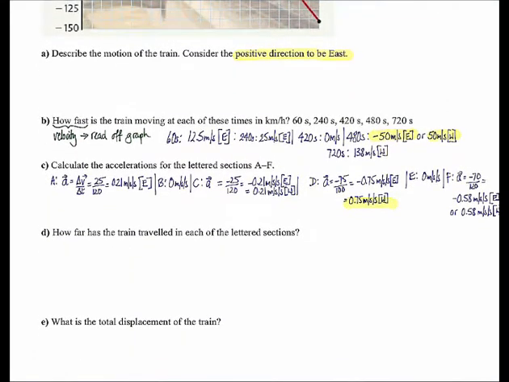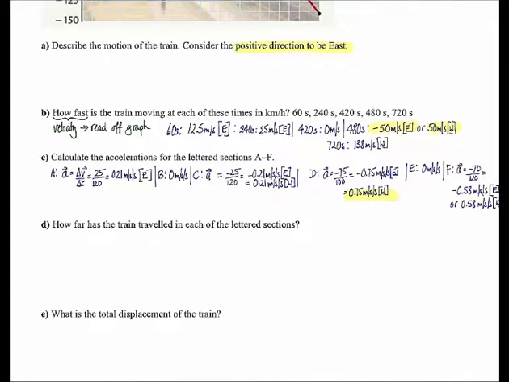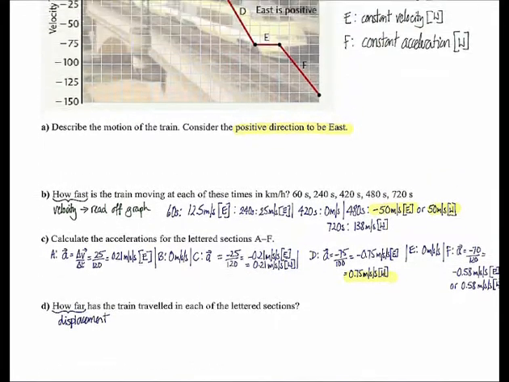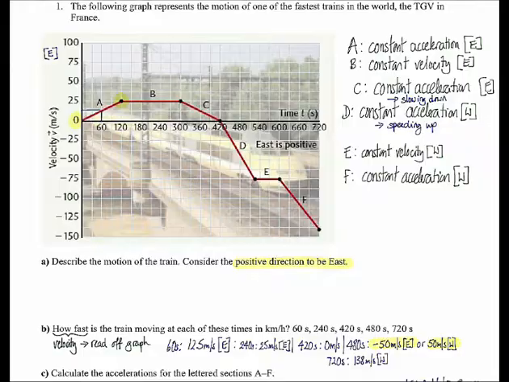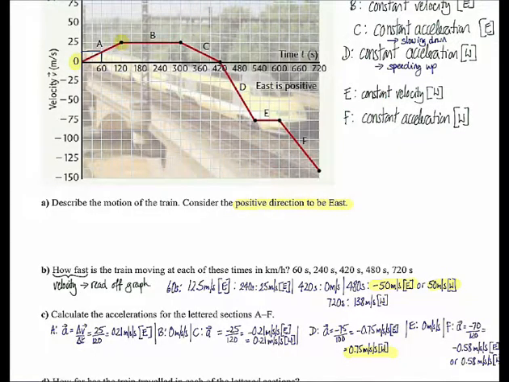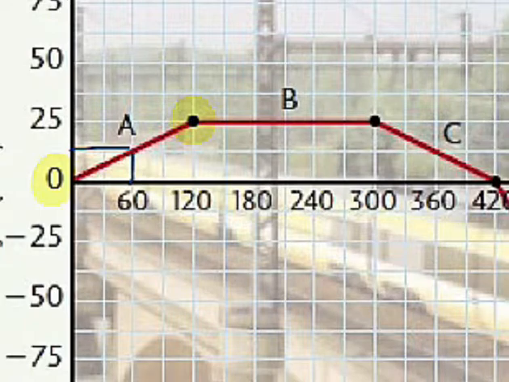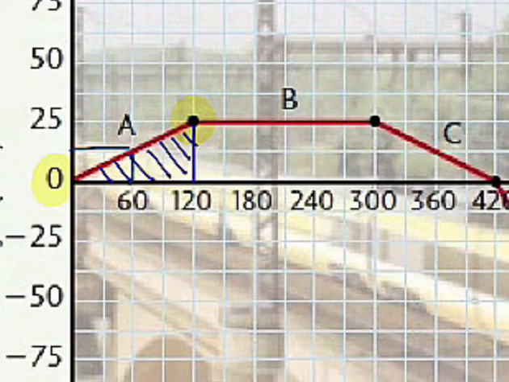So let's move on now and take a look at the next section. How far has the train traveled in each of the lettered sections? When we say how far, what we're referring to is displacement. You may recall that the displacement is found from a velocity time graph by finding the area between the graph and the axis. So if I take a look at section A, I'm going to shade it in here. If I find this area between the graph and the time axis, that's going to tell me the displacement.